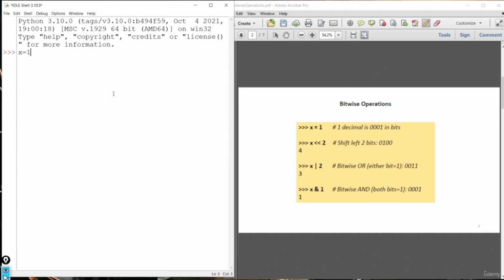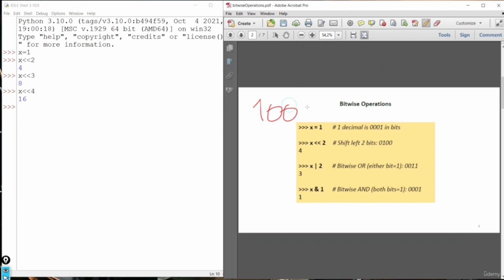x equated to 1. If we shift x to the left by 2 units, we get 4. We can shift it to the left by 3 units. In this case, we will get 8. We can shift by 4 units. We will get 16, since shifting by 4 units means placing 4 zeros to the right side of 1. And when this is converted to decimal, we get 16.